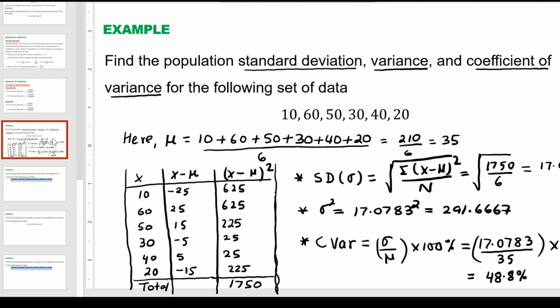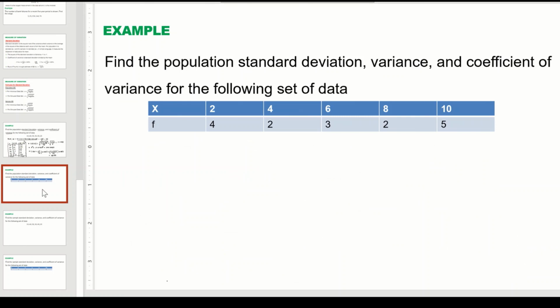Now we are going to explore the second example on standard deviation. And here is that problem. For the population, find the population standard deviation, variance, and coefficient of variance for the following set of data. They have given the x value and the frequency. So this is the group data. Let's solve this one.